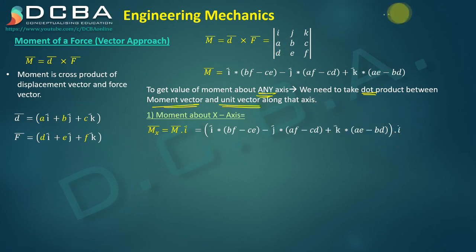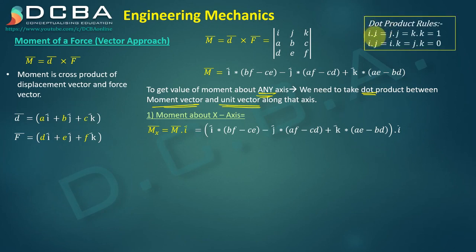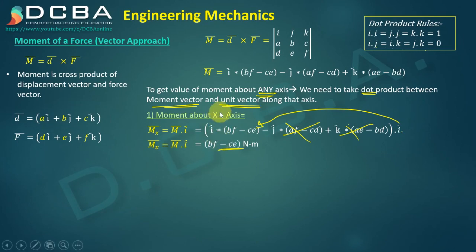The rule of the dot product is that i dot i is equal to j dot j is equal to k dot k is equal to 1, and i dot j is equal to i dot k is equal to j dot k is equal to 0. So if I multiply this i inside, i and i will form 1, i dot j is going to be 0, and i dot k is going to have a value of 0. So I'll finally get bf minus ce newton meter as the value of the moment about the x-axis.